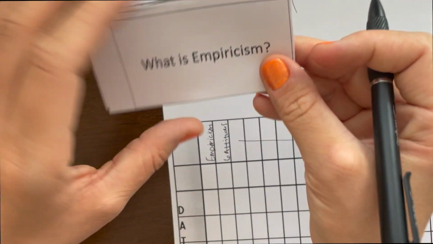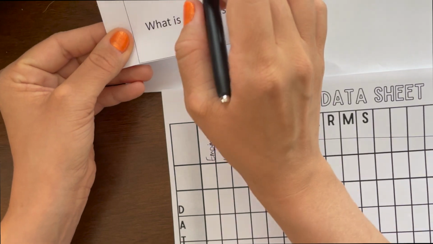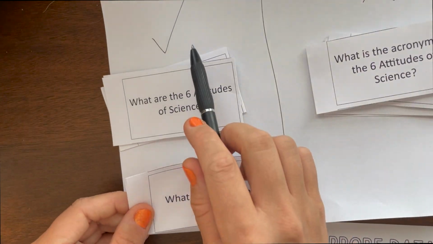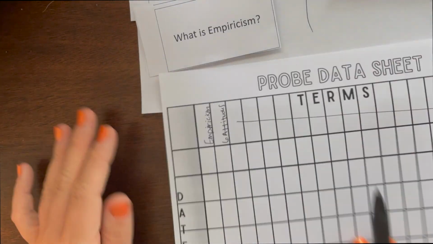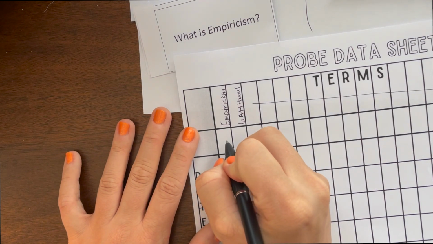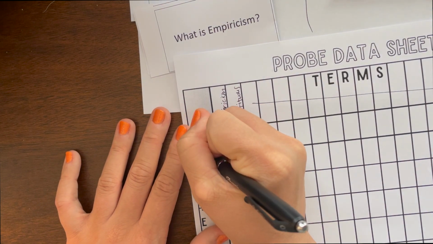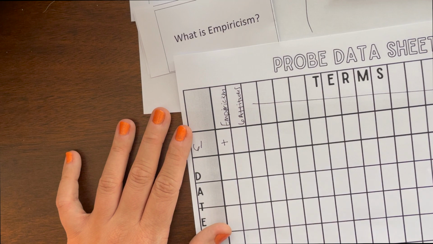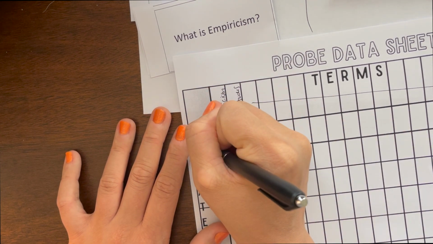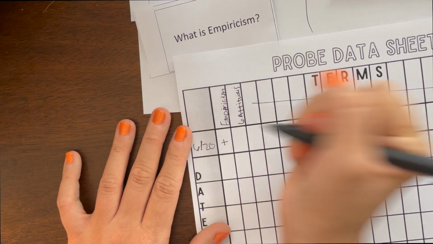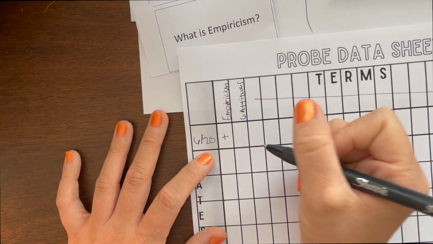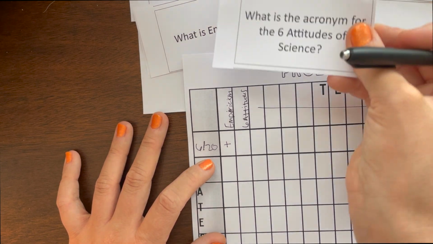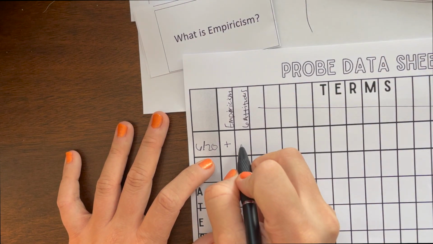So then what you're going to go through, today I got empiricism correct. It was in my correct pile. In order to mark that, I'm just going to put a little plus. If you're familiar with probe data, that is what this is. We are going to just put a plus, and then if I got the 6 attitudes of science wrong, which I did, we're going to put a minus.